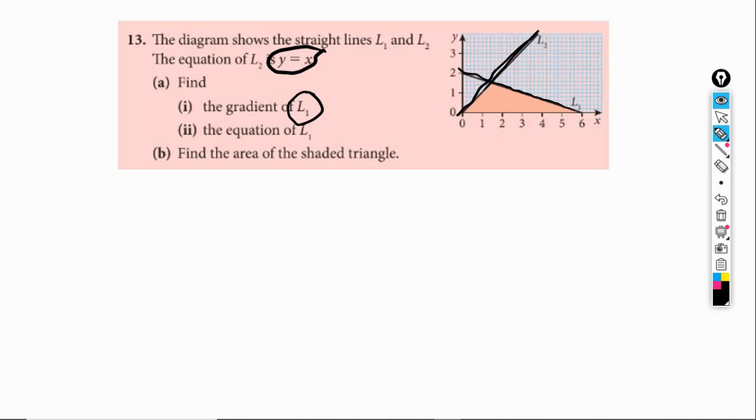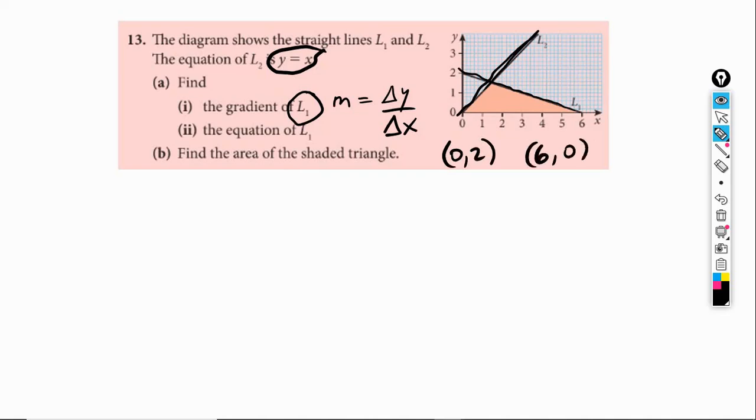So remember that the gradient is equal to the difference in y over the difference in x. So we need two coordinates, but we have them right here on the graph. One coordinate would be the y-intercept of L1, which is (0, 2). And the other point we can use is the x-intercept, which is (6, 0).